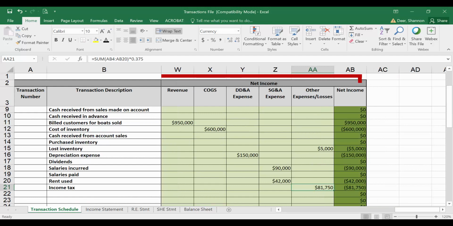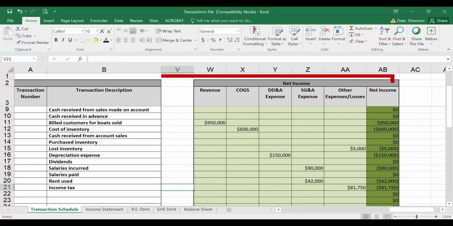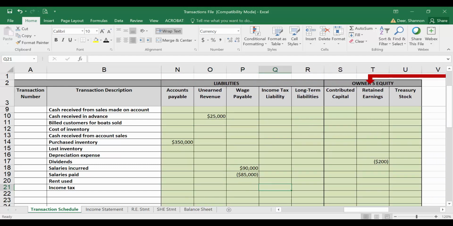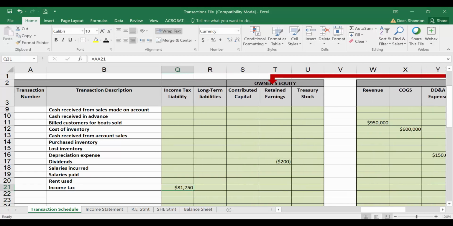Now that I've recorded the income tax expenses, I need to record the income tax liability because we said in the scenario that we weren't going to actually pay these taxes until the beginning of next year. So let's go over to this income tax liability. And we're going to record this same balance. I'm going to cell reference just because I forgot how much it was. You could type in the 81,750. That's perfectly fine.